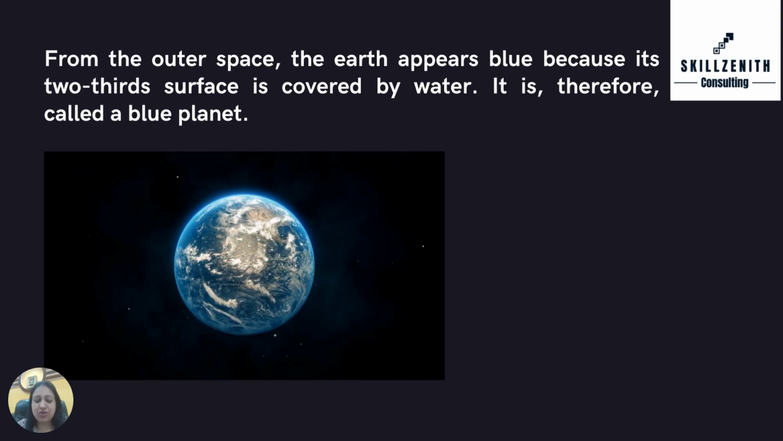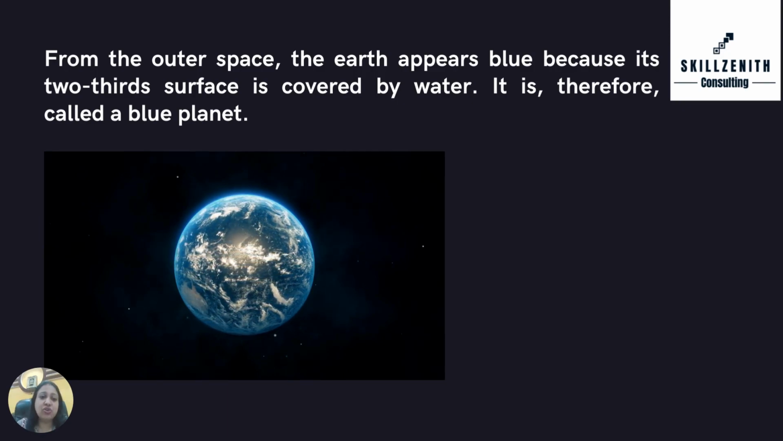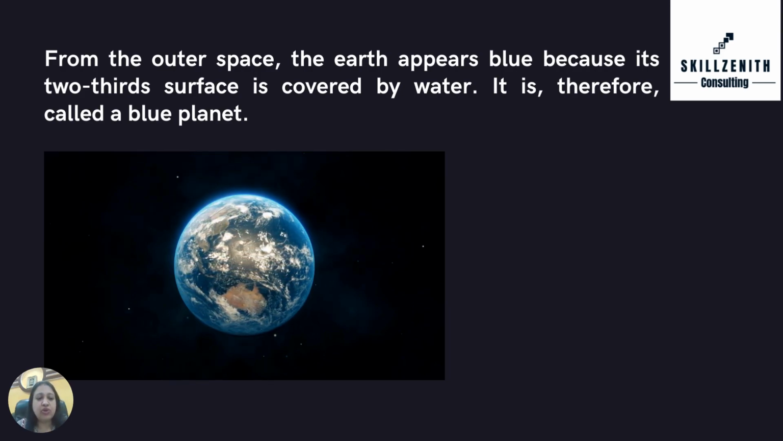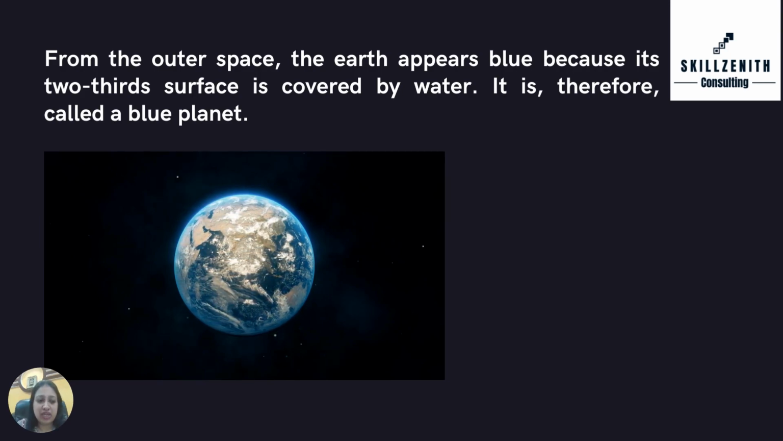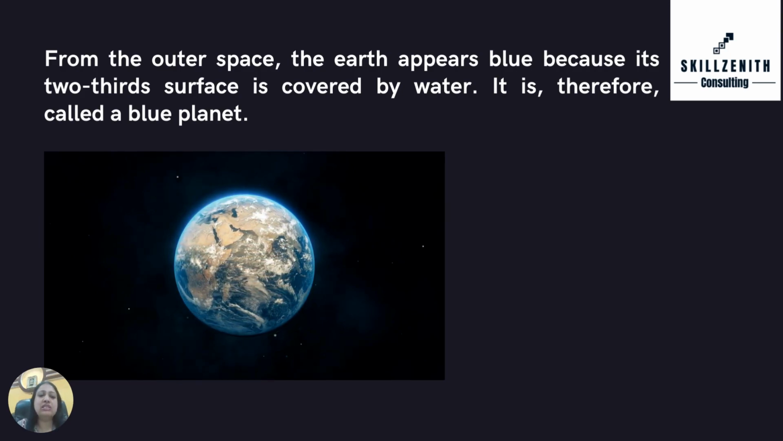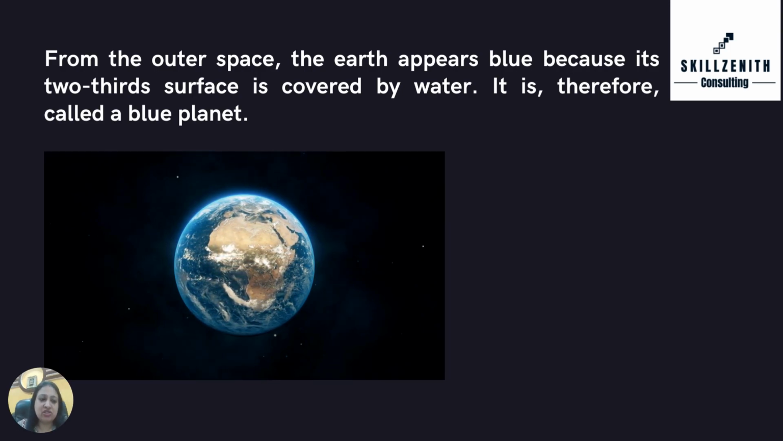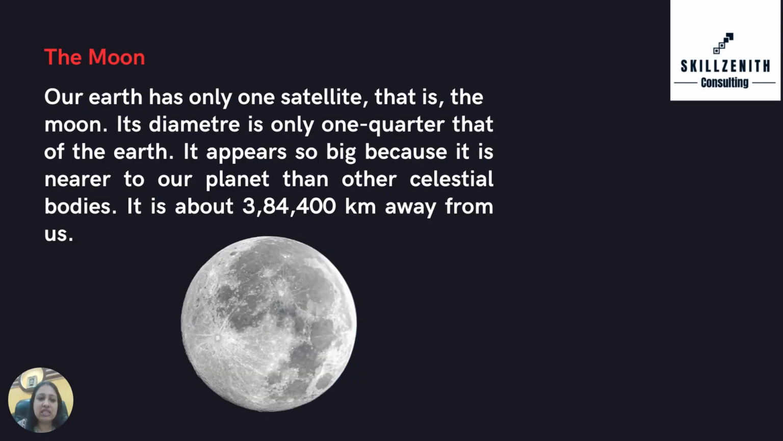So imagine you're somewhere in space and you're looking at the Earth. More or less, this is how the Earth would look. It would look blue. And why would it look blue? Because most of the part of the Earth is covered with water. That's why it looks blue from space, and that's why it is also called a blue planet. Now let's learn about the moon. Our Earth has only one satellite, that is the moon.